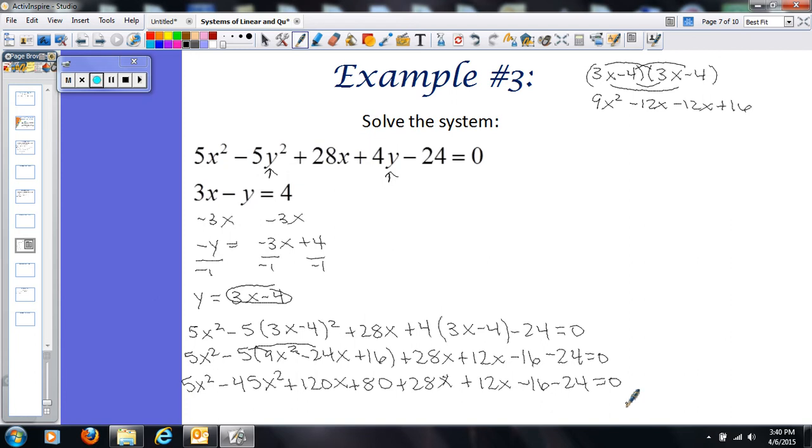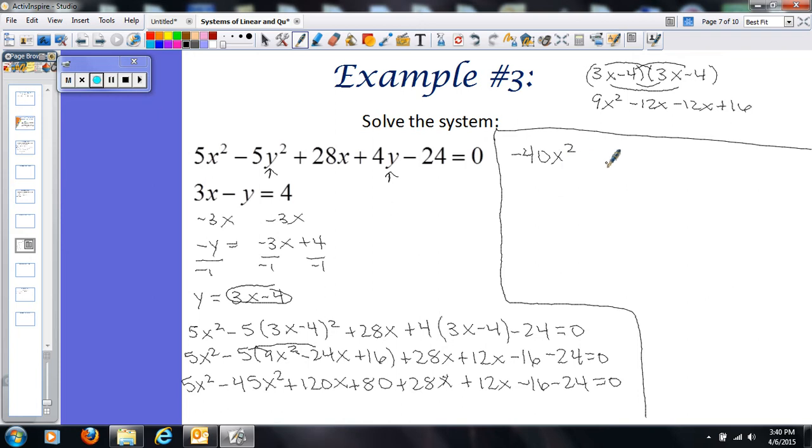And I'm going to go ahead and keep simplifying, so I'm going to move up here. So you have 5x squared and negative 45x squared. I'm going to combine all the like terms. That's going to be negative 40x squared. I'm going to underline the like terms as we do this. You got 120x. You got 28x. You got 12x. I'm going to add those all up.